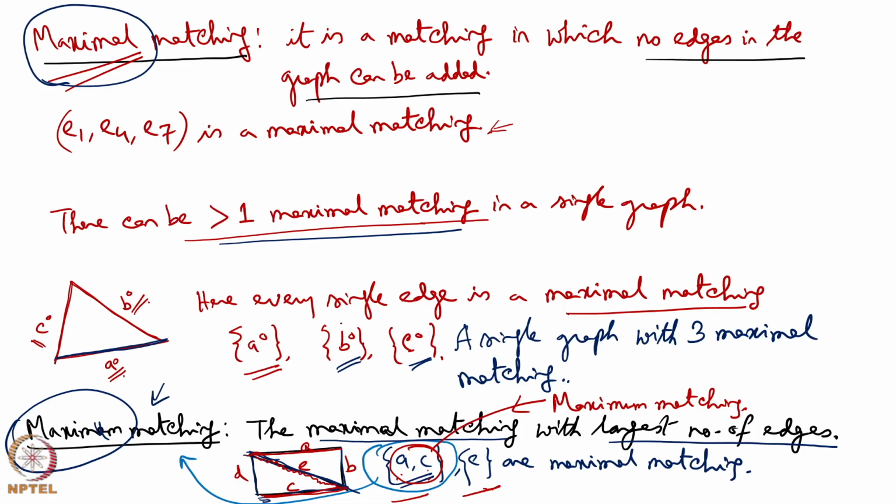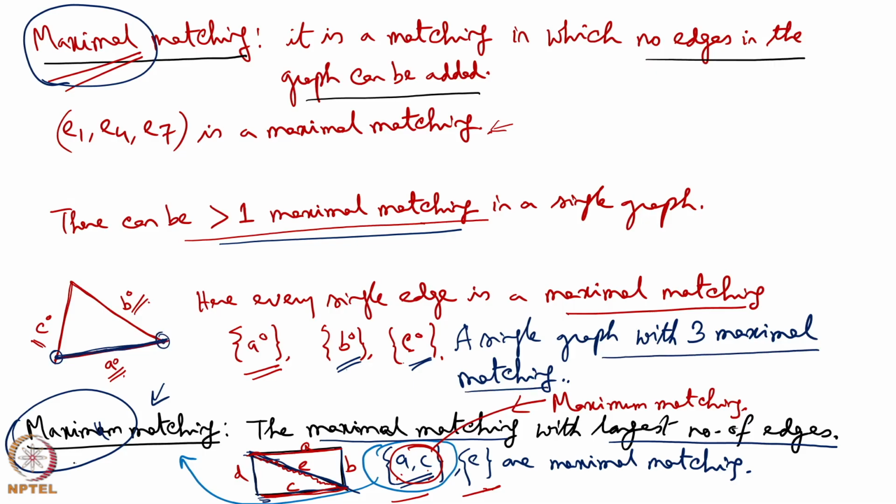Now, every single edge in this case is a maximal matching. For example, if I take this A0, I cannot think of any other edge within the graph without a common vertex, either here or over there. Similarly, B0 and C0 are maximal matchings. So, this is an example of a single graph with 3 maximal matchings.